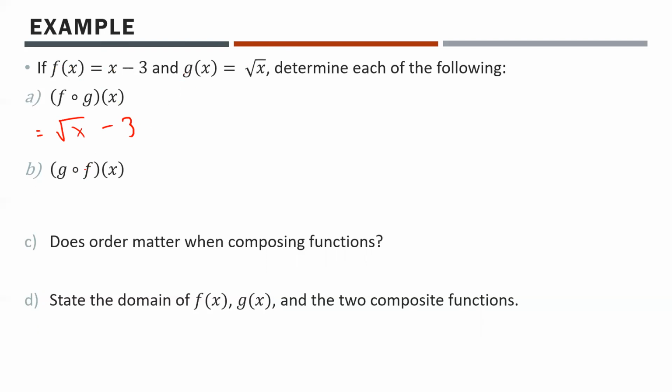That's saying that it's g of f of x, so f of x is going into g of x. That means this is going to equal the square root of, instead of x, we have to put in f of x, so the square root of x minus 3.